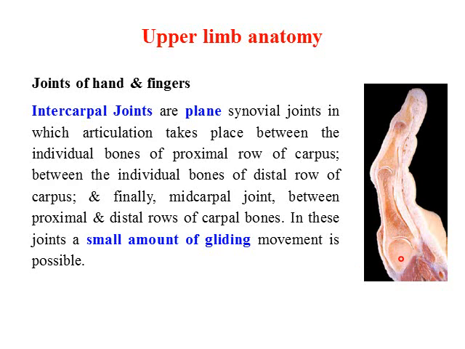This is the metacarpal bone. This is the head of metacarpal. This is the proximal phalanx, and this is the middle, and this is the distal phalanx. So this is the metacarpophalangeal joint, and now these are the proximal and distal interphalangeal joints. These are plain synovial joints which permit a small amount of gliding movement.